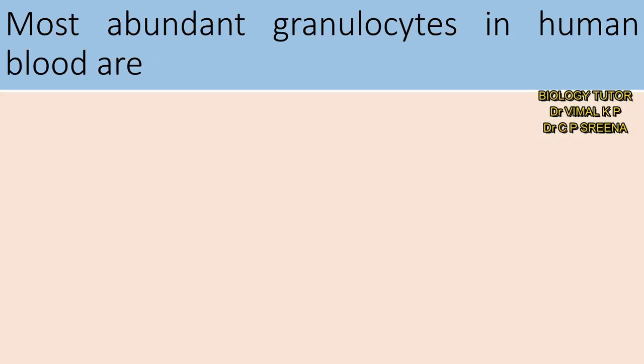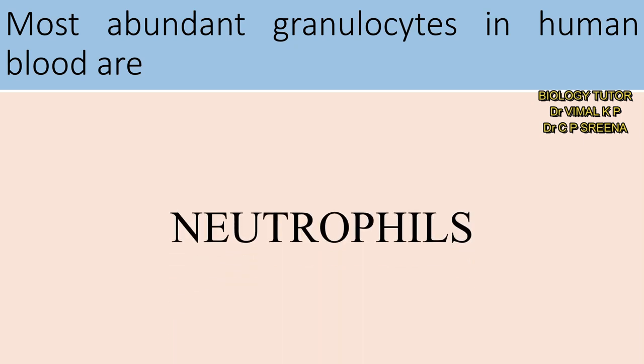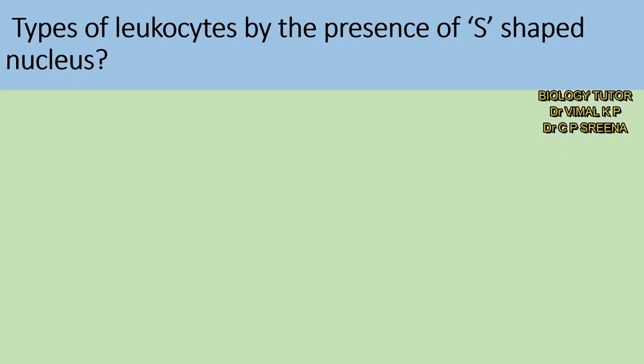Most abundant granulocytes in human blood are neutrophils. Answer is neutrophils. Next question. S-shaped nucleus is found in which type of leukocytes? Here answer is basophils.